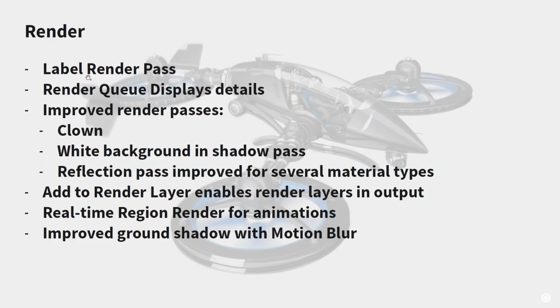And now, the rest of these items here are grouped in the render category. So these are going to have to do with output and all of our render options. And that shadow produced by a motion blurred item, you can see at the bottom of this list. So we've already seen that. Let's jump to the top of our list and take a look at our label render pass.